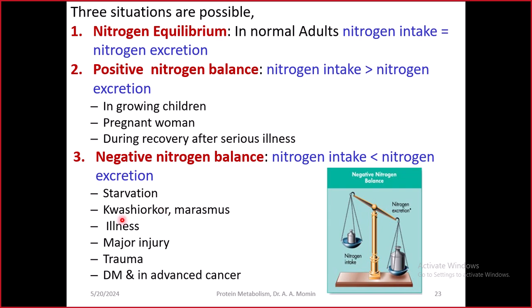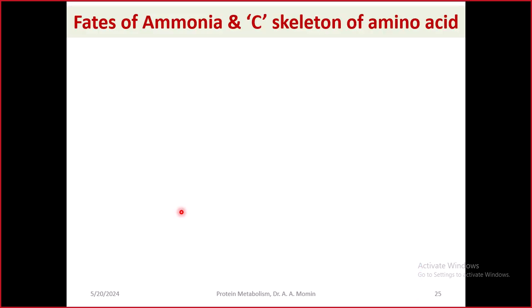The Kwashiorkor and marasmus, these are the protein energy malnutrition. There is deficiency of protein, there is deficiency of energy. So protein deficiency, that is lower intake of nitrogen in the form of protein but excretion continues. The illness, major injuries, trauma, also in diabetes mellitus and in advanced cancer. Because in this condition, the intake is affected or intake may be there but excretion is more due to protein breakdown. In these conditions, diabetes and advanced cancer, the protein breakdown increases.